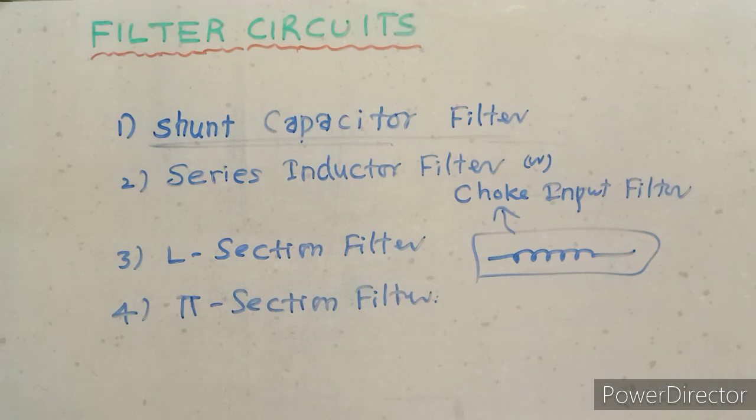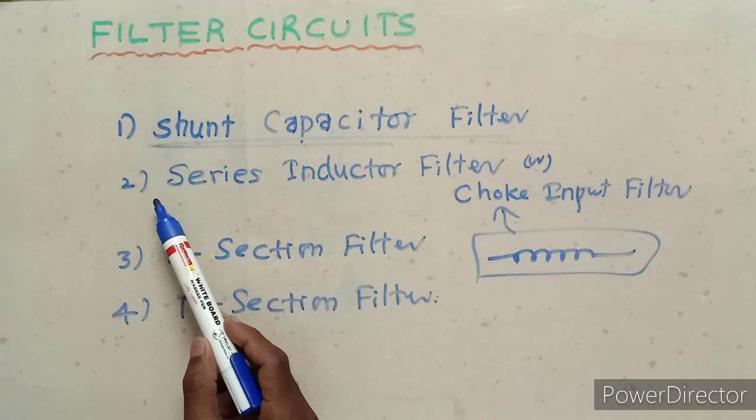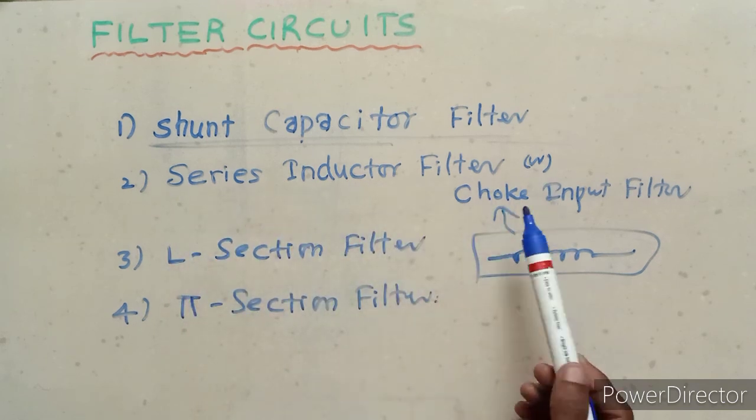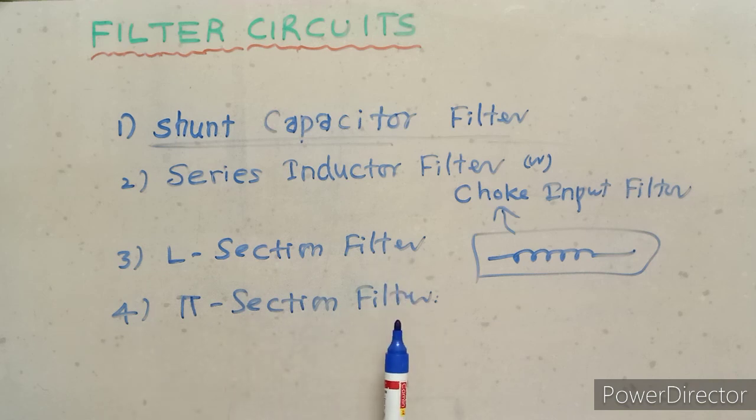So one by one we will discuss the types of filters. First is the shunt capacitor filter. Second is the series inductor filter, that is the choke input filter. Third one is the L section filter. Fourth one is the pi section filter.